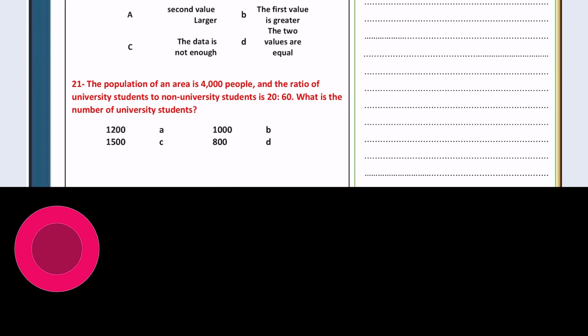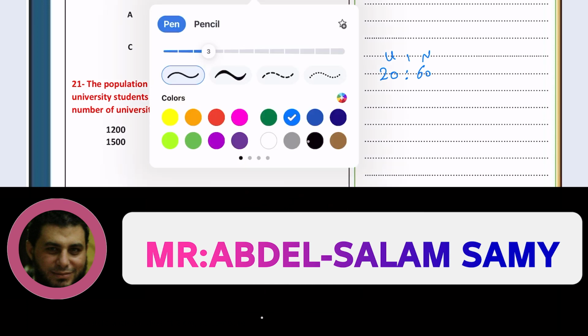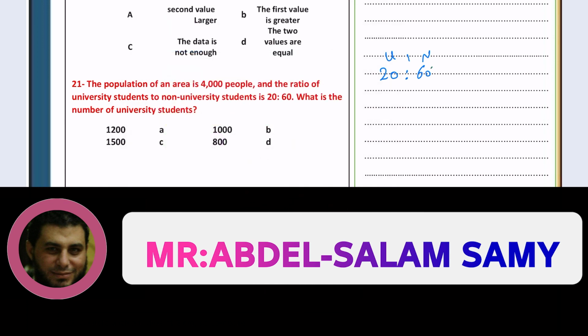Question number 21. The population of an area is 4,000 people, and the ratio between university students and non-university students is 20 to 60. I just need to simplify the ratio, so I can cancel 0 and 0. It's 2 to 6. You can divide here by 2 and here by 2. It will be 1 to 3. Should I simplify it? Yes, I prefer to simplify any ratio I have.